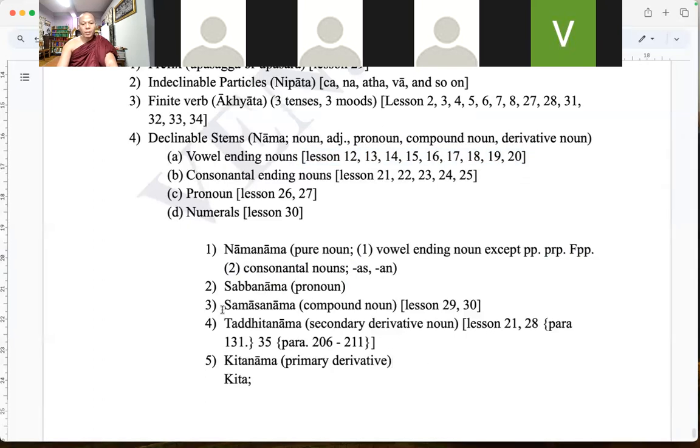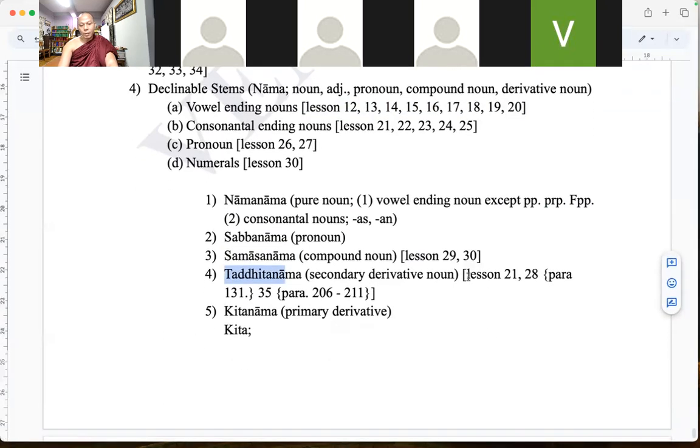And the Savanama and the Samasa Nama. Compound nouns are in lessons 29 and 30. And the Dadida Nama, the secondary derivative nouns, are in lessons 21 and 28. Not the whole of 28, but in the 28th lesson, paragraph number 131, and then in lesson 35, paragraph numbers 206 to 211.